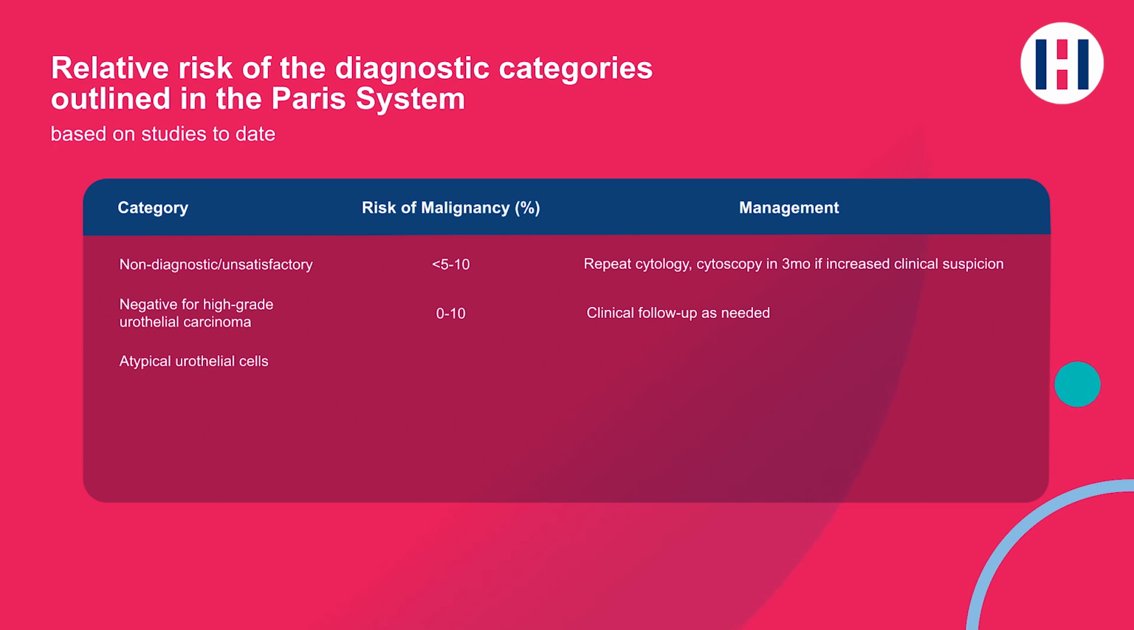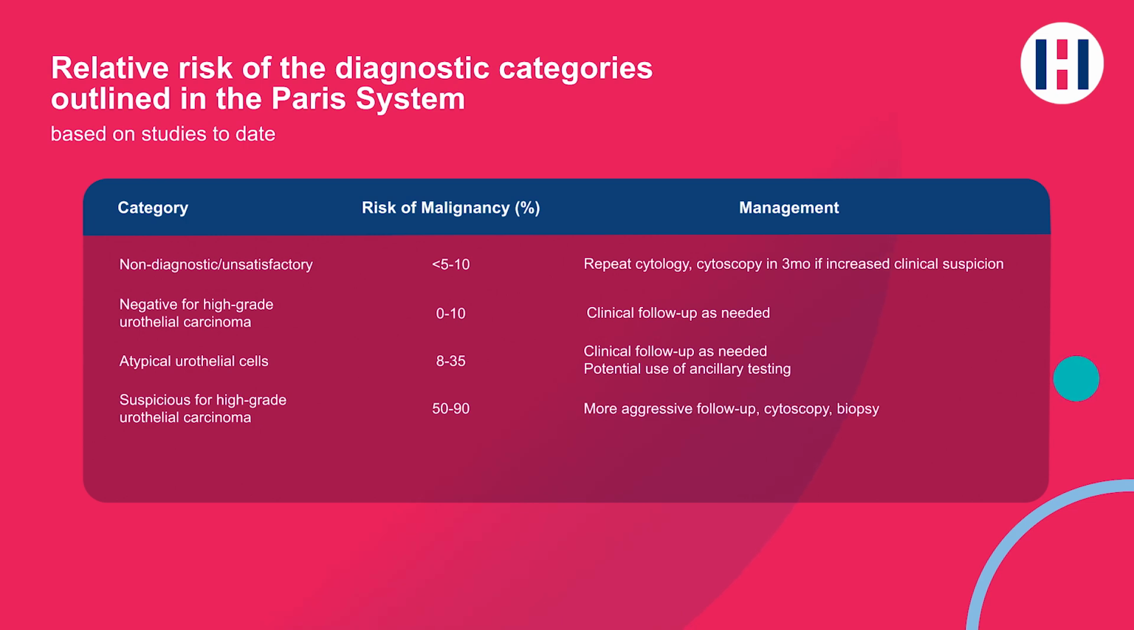The next category is atypical urothelial cells. The rate of malignancy in this category is 8 to 35%, and the follow-up guidelines are to repeat the urine sample, or if there's a high clinical suspicion for malignancy, refer to cystoscopy. The next category is suspicious for high-grade urothelial carcinoma. Rate of malignancy in this category is 50 to 90%, and the follow-up guidelines are referral to specialists for cystoscopy. And the final category is high-grade urothelial carcinoma, risk of malignancy being more than 90%, and follow-up being referral for cystoscopy.